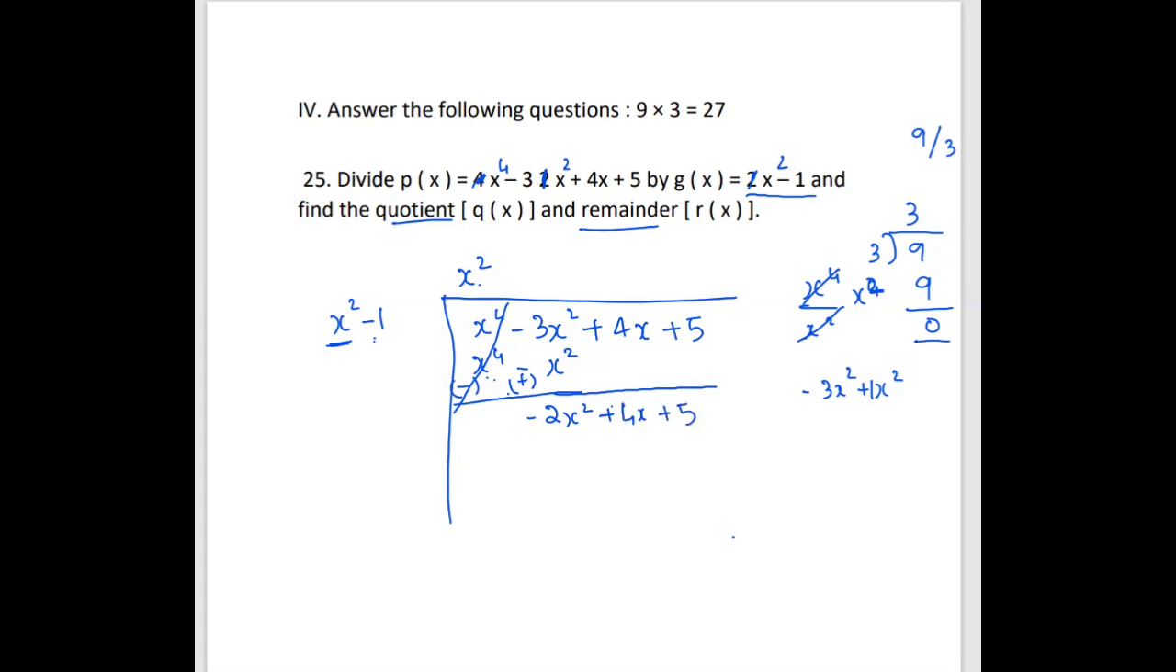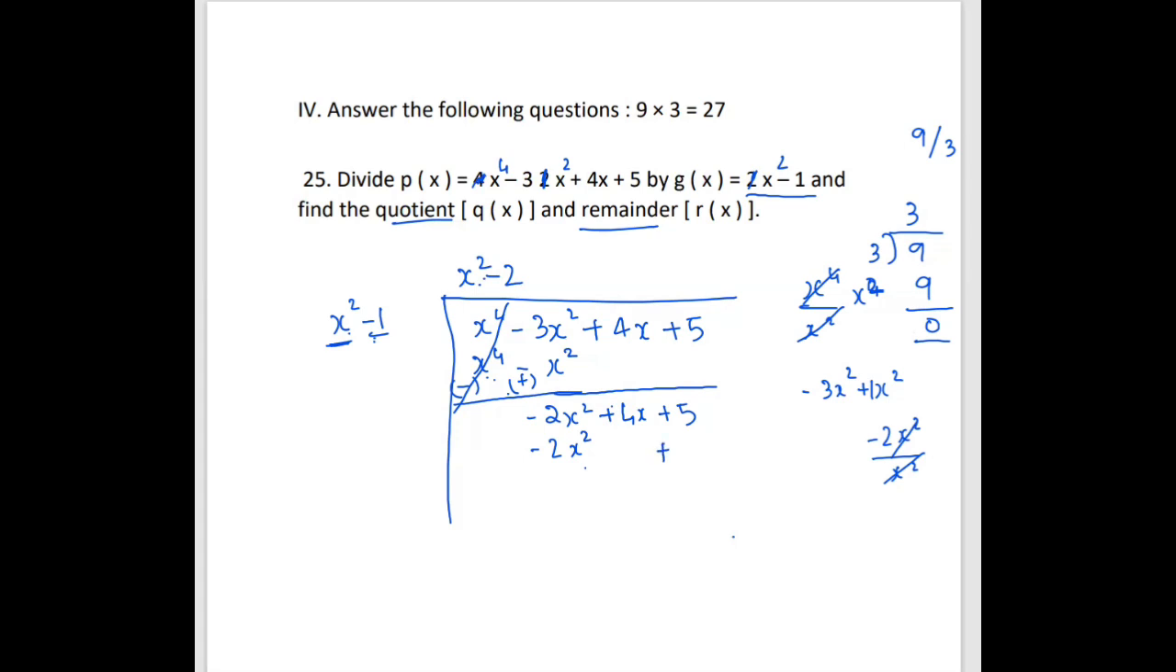Next. Now you tell me, I want minus 2x square only here. What should I multiply here? x square is here and x square is here. If you don't know, do it like this: minus 2x square divided by x square. x square cancels, minus 2 is written here. x square into minus 2 is minus 2x square. Now again this into this. Now this into this. Minus into minus is plus.